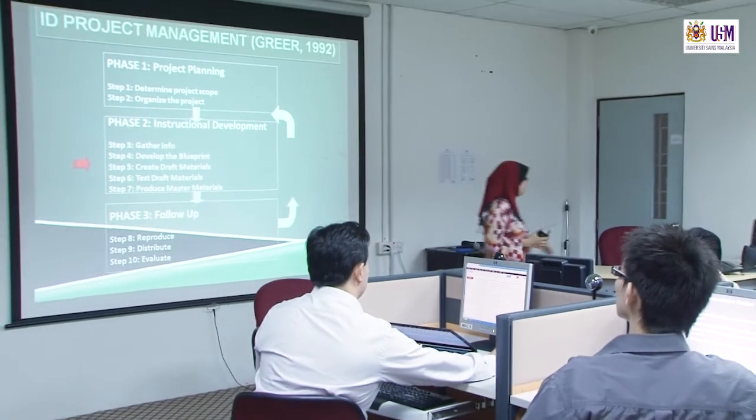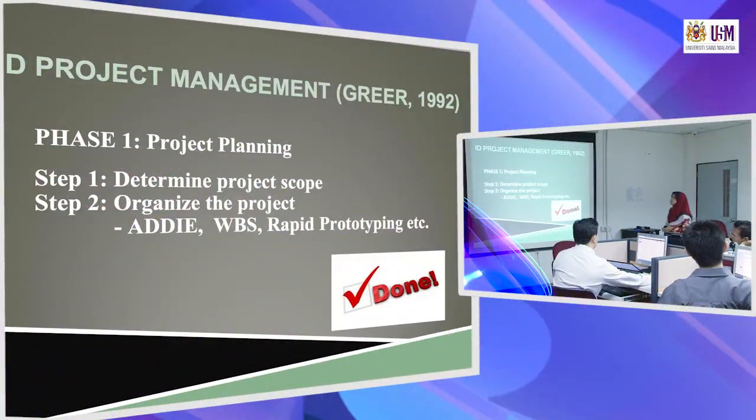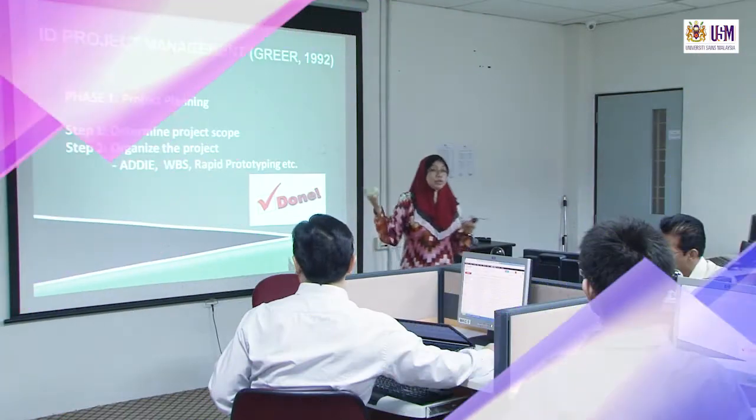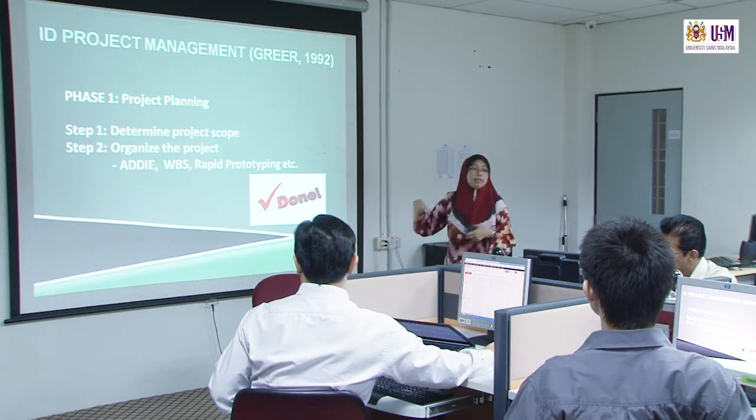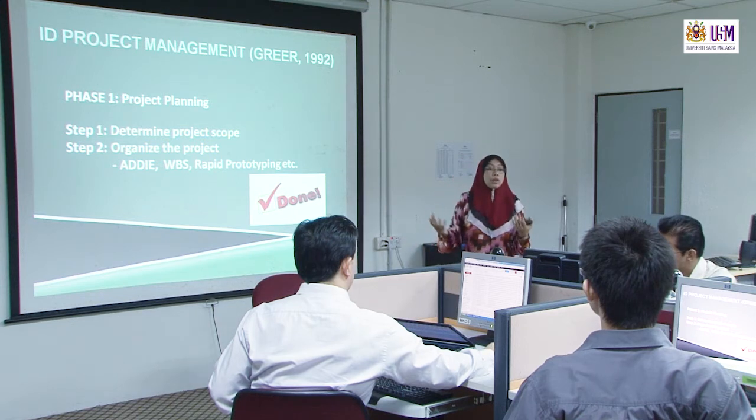In detail on phase two. Phase one, we assume that step one is to determine the project scope. Project planning, we have a plan for our project, what we are going to do and so on. And then we organize the project: which models we are going to use, whether ADDIE, work breakdown structure, WBS, rapid prototyping, or etc. We can choose either one for our project, and we have done this. We have decided what our project is.